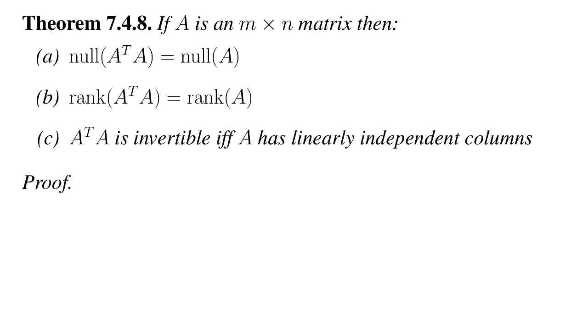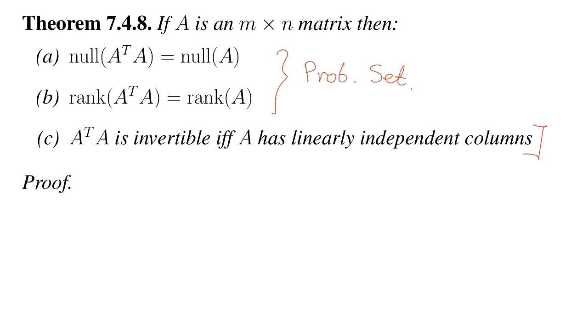Now, if that's true, then by the rank nullity theorem, you immediately get that the ranks of the Gramian and the original matrix have to be the same, because the nullities have to be the same from here, and they both add to n. So I'll leave these for the problem set. But let's prove this one.